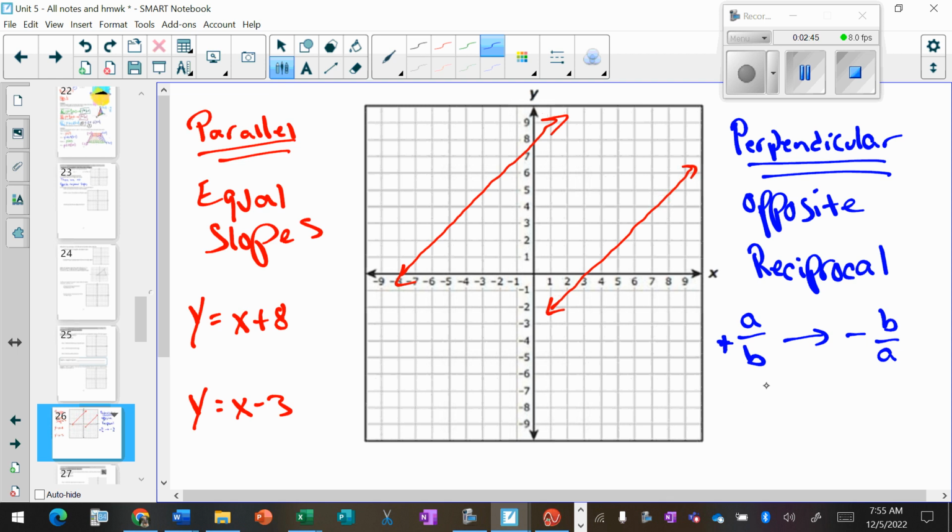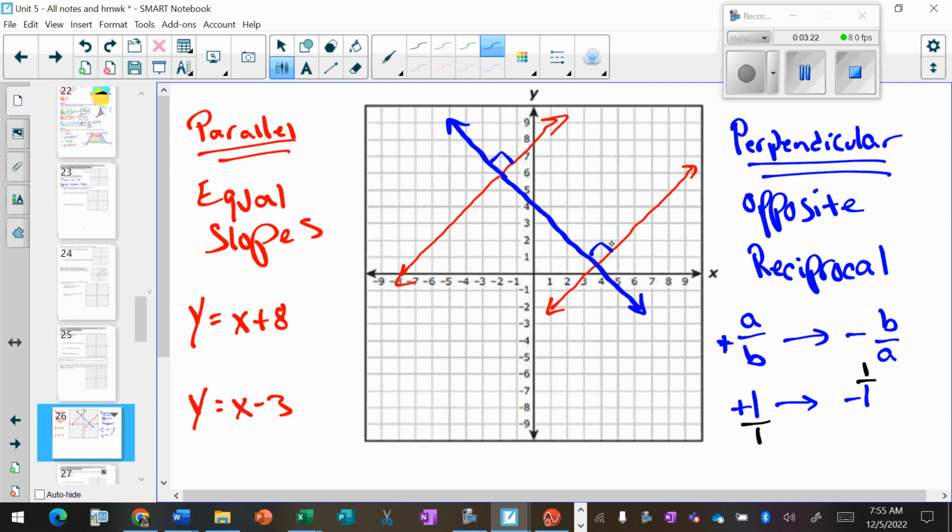So we did some work on it on Thursday. If your original slope was a positive 1, the opposite reciprocal is negative 1. The reason why that works is because 1 over 1, flipped to negative 1 over 1, is still just positive 1 and negative 1. So my perpendicular line would have a negative slope, a slope of negative 1. And that would be perpendicular to both of our parallel lines.